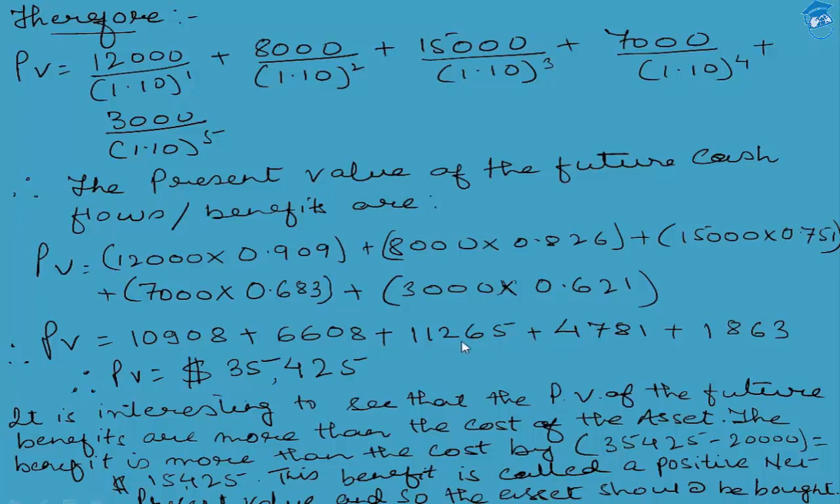So now, with the help of the present value, students, whatever future stream of cash flows is expected to be generated from this particular asset, we are reducing each and every future value to its comparable amount of the present. Point number one, the moment we are dividing 12,000 by 1.10 to the power of 1, 8,000 by 1.10 to the power of 2, 15,000 by 1.10 to the power of 3, 7,000 upon 1.10 to the power of 4, 3,000 upon 1.10 to the power of 5.